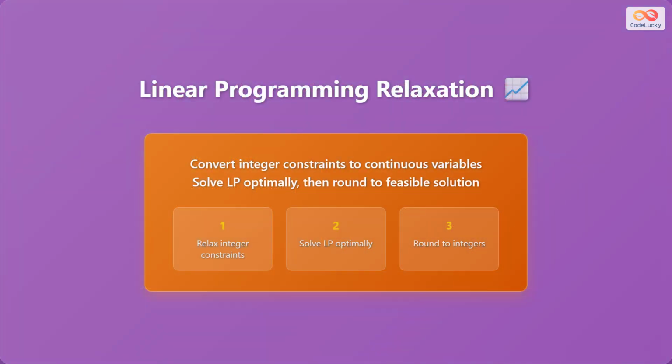Another technique is linear programming relaxation. First, convert integer constraints to continuous variables. This means that instead of requiring variables to be integers, we allow them to take on fractional values. Then, solve the linear program optimally. This can be done efficiently using various linear programming solvers. Finally, round the continuous solution to a feasible integer solution. This may involve some clever rounding techniques to ensure that the final solution satisfies the original integer constraints. So the first step is to relax integer constraints. The second step is to solve the linear program optimally, and the third step is to round to integers.